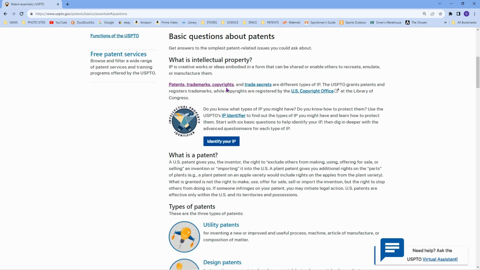Copyrights are for books and things like that, written material, and the U.S. Copyright Office is the one that actually handles those. Trade secrets are what they sound like. They're secrets that people keep, and so no one's handling those. And patents and trademarks are covered by the Patent and Trademark Office, which we are actually in the website of right now. But we are mostly focused on patents.